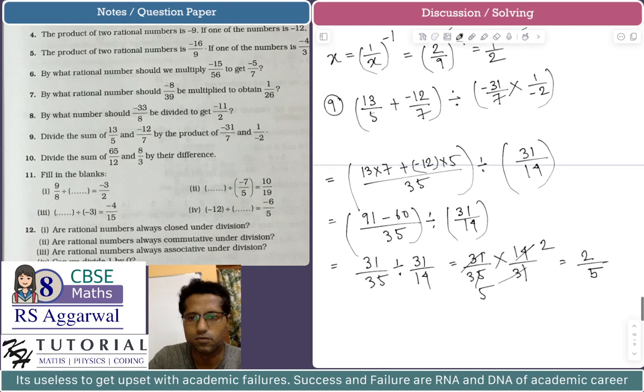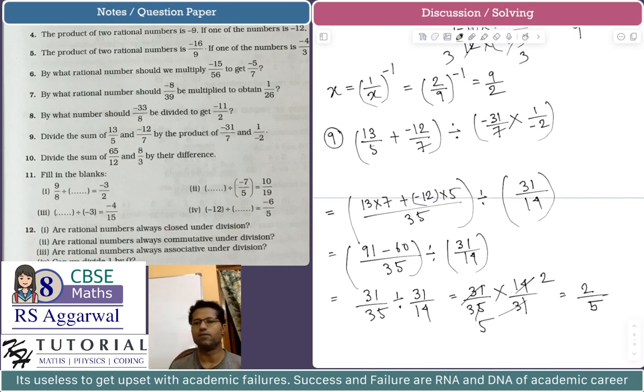Okay. So whenever you have this kind of expression to simplify, always evaluate the value inside the brackets, and then use the rule that you must first evaluate multiplication and division before addition and subtraction.